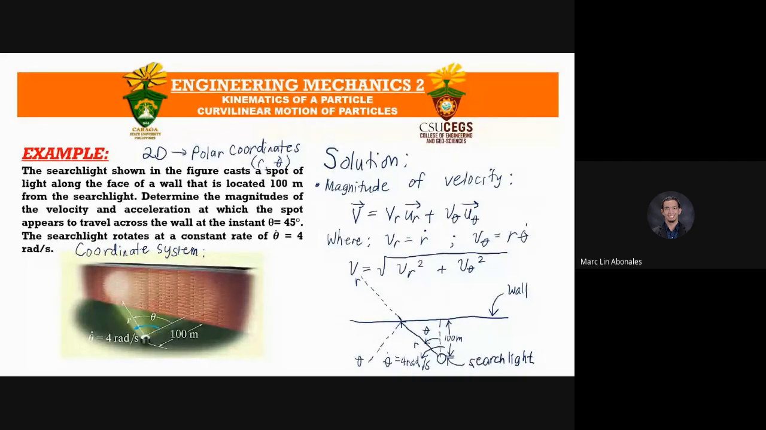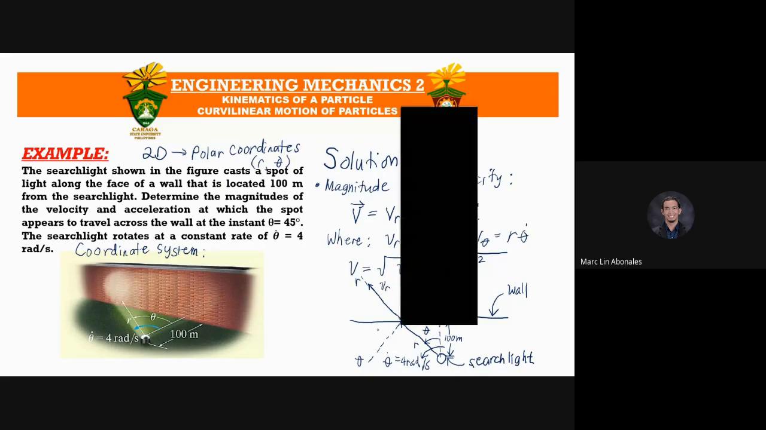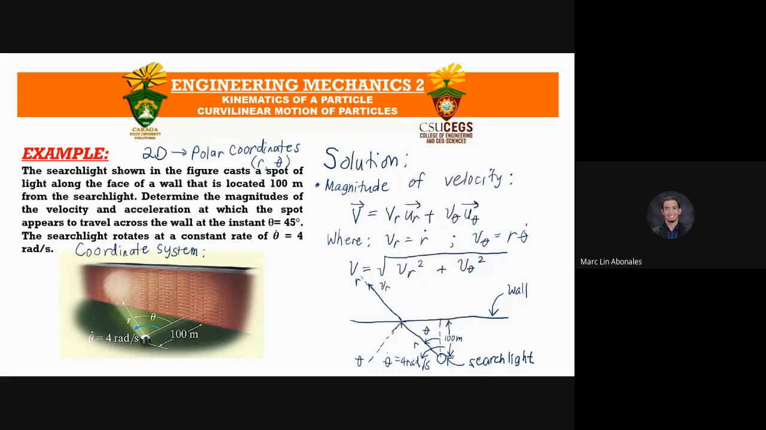So this one describes the radial component of your velocity, and this other part is the transverse component of our velocity.